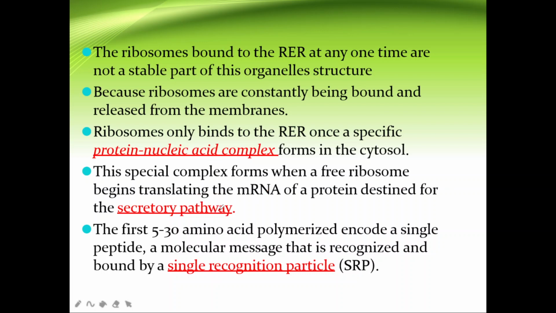This is the process in which protein synthesis takes place when mRNA from the nucleus or cell cytoplasm comes in contact with ribosomes. Then these two, that means mRNA and ribosome, along with transfer RNA, tRNA, synthesize the protein. The first 5 to 30 amino acids polymerized encode a signal peptide, a molecular message that is recognized and bound by a signal recognition particle, SRP.